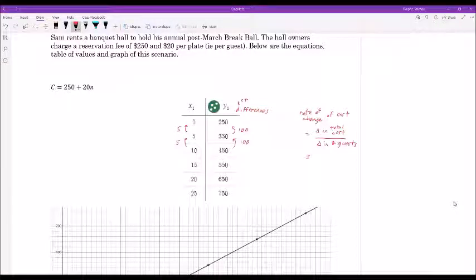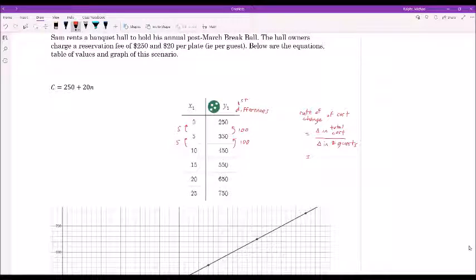Okay, so we're back now. I've cleaned this up a little bit to have fewer distractions on the sheet here. We're now in part 3. We're now going to connect some of this information from the table of values and the equation to the graph.